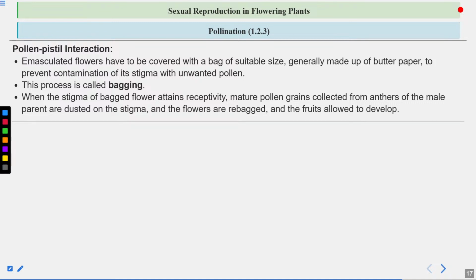When the stigma of the bagged flower attains receptivity, mature pollen grains collected from the anthers of the male parent are dusted on the stigma, and the flowers are rebagged and the fruits allowed to develop. Can we cover it with a plastic bag? Yes, some plastic bags are also used. So later on you can take the desired pollen grain, and when the stigma is mature and receptive, the pollen grain is dusted on it and it is again covered, right?